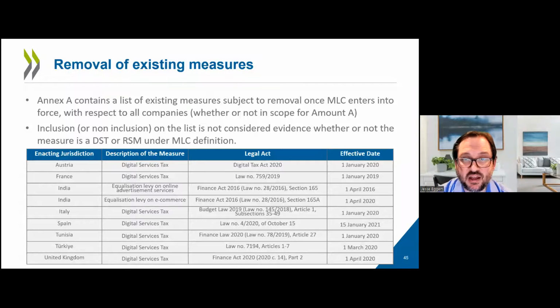And just to respond to one of the other questions we got, that's also why the negotiating governments have chosen not to contemplate reservations in the MLC text, because variations in the way that the parties apply the system would undermine its ability to achieve its purpose of avoiding multiple taxation and providing certainty. I guess the other thing to cover with respect to the existing measures is that they are a list of measures. They're not meant to imply one way or the other whether the measure would meet the definition of DST or relevant similar measure.